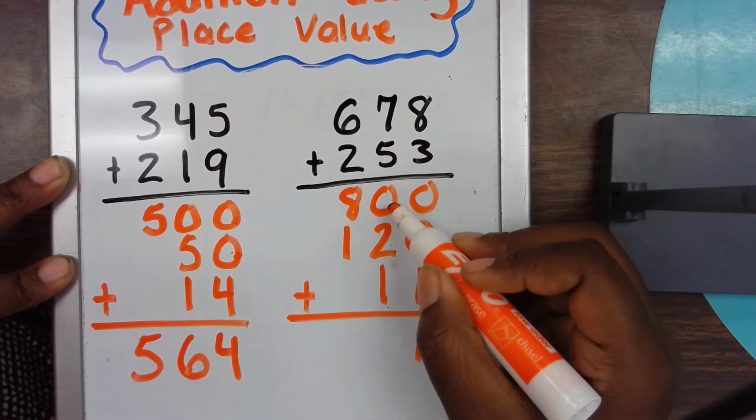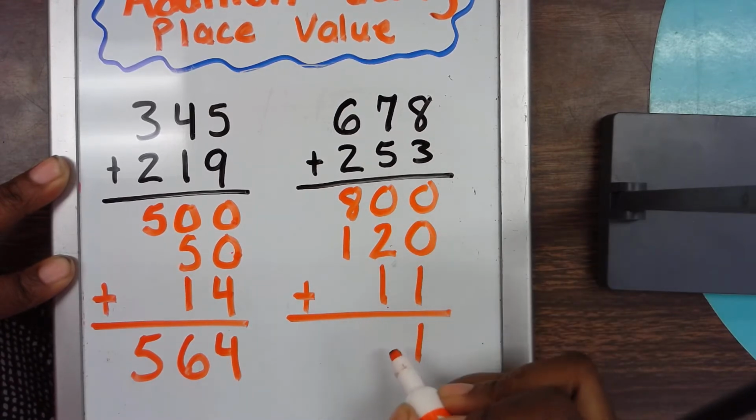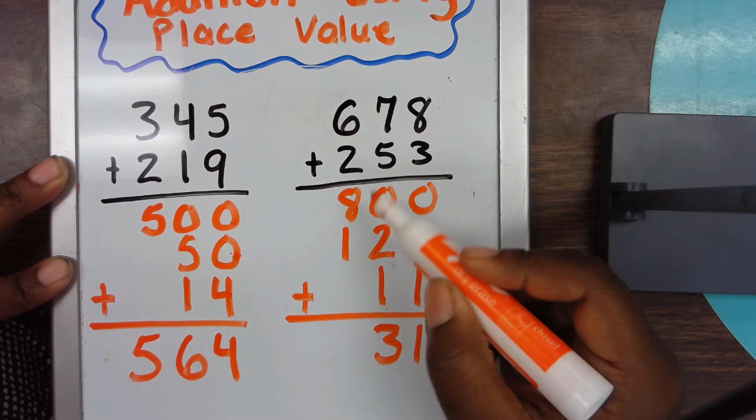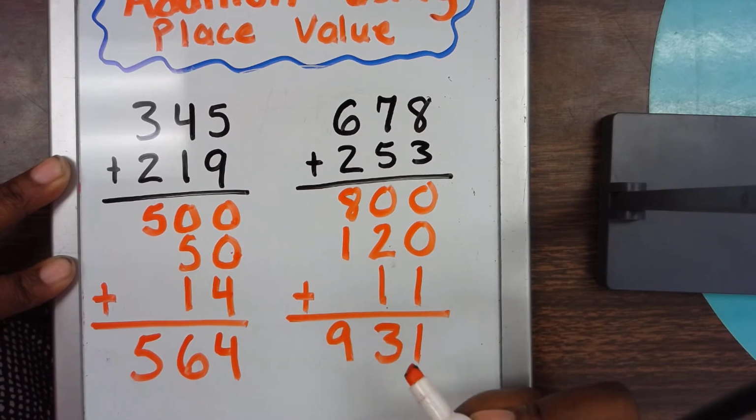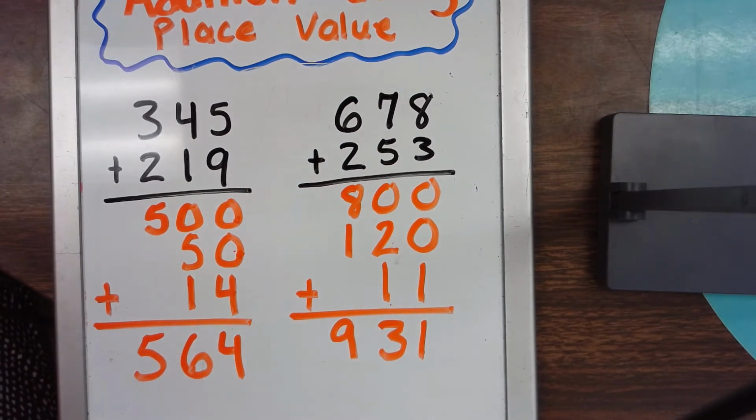I get 1, 2 and 1 make 3, or 20 plus 10 makes 30. And 800 plus 100 equals 900. And so then you have the sum of 931.